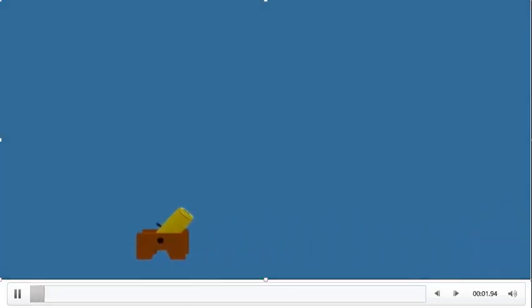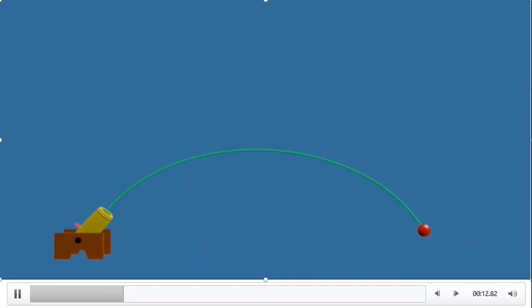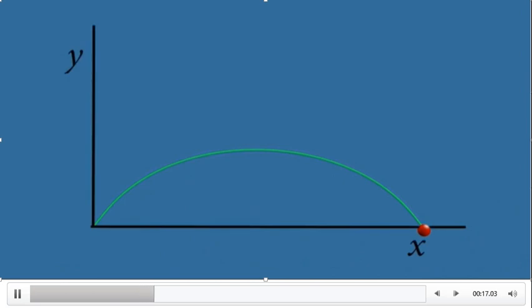Just watch carefully this simulated video. A cannon, a ball is going to be projected to demonstrate projectile motion, the trajectory in the green color. Now the trajectory in the XY plane. Again, watch the motion.